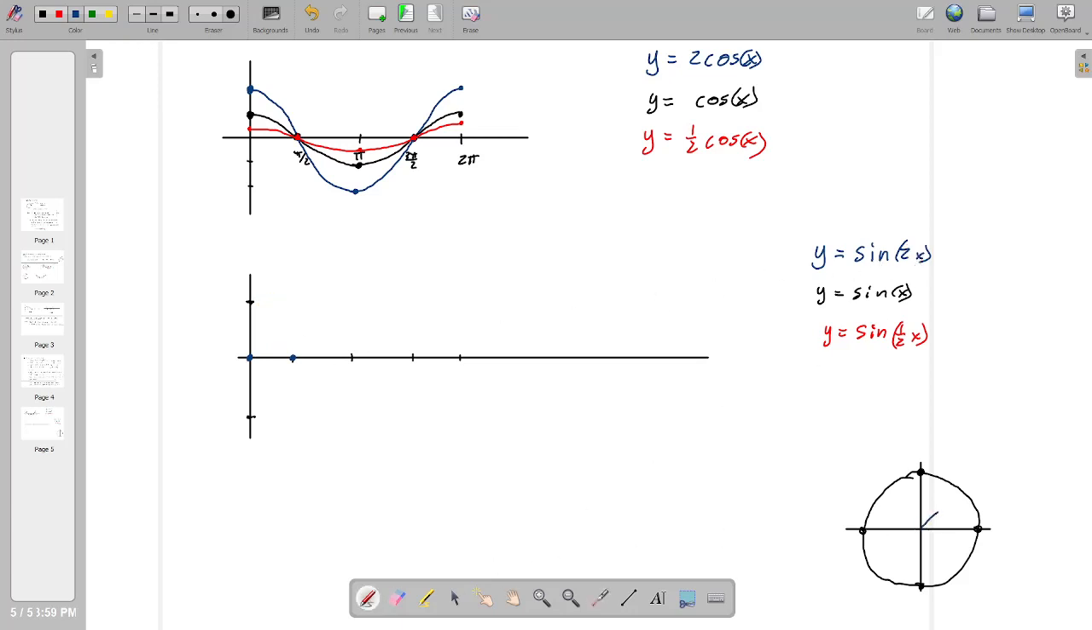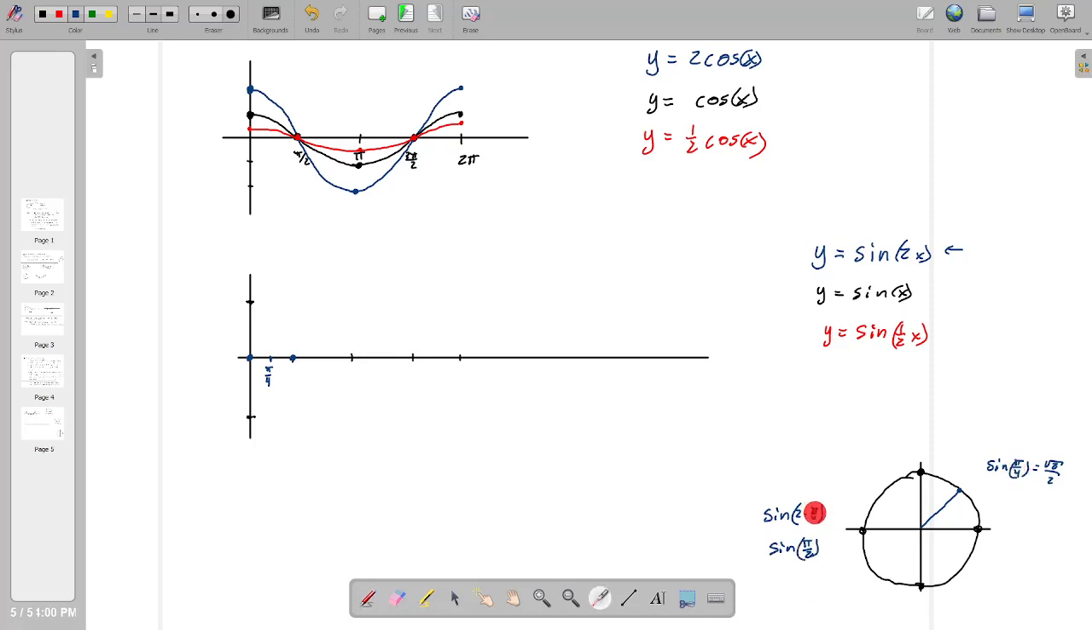Now pi over 4 on the unit circle is right here. And remember, the y value for sine of pi over 4 is equal to root 2 over 2. Now I want to show you something here though. If I plug in pi over 4, which is this point right here, into this curve, I get sine of 2 times pi over 4. But sine of 2 times pi over 4 is the same thing as sine of pi over 2. So we're not even using this value.